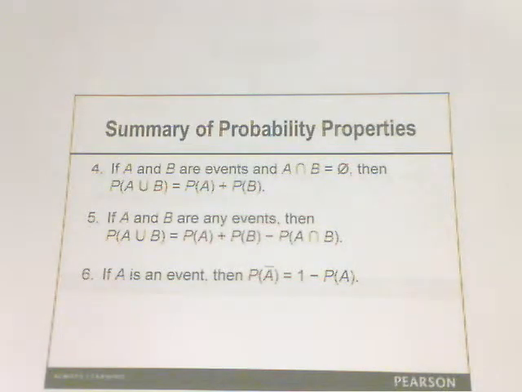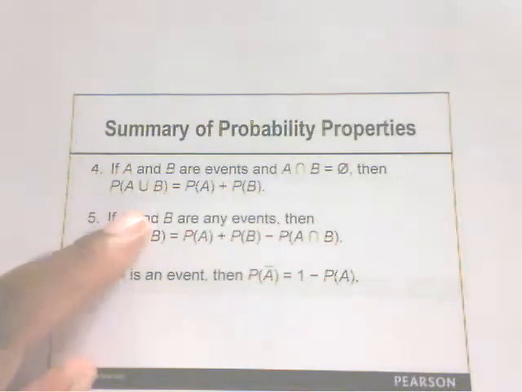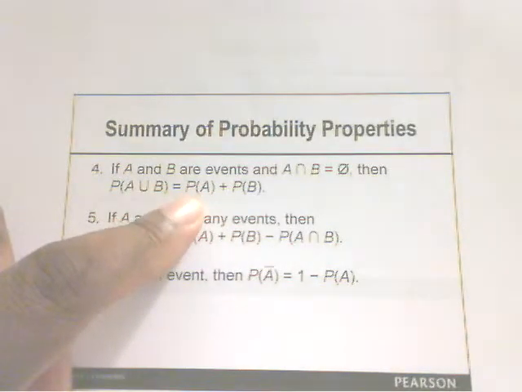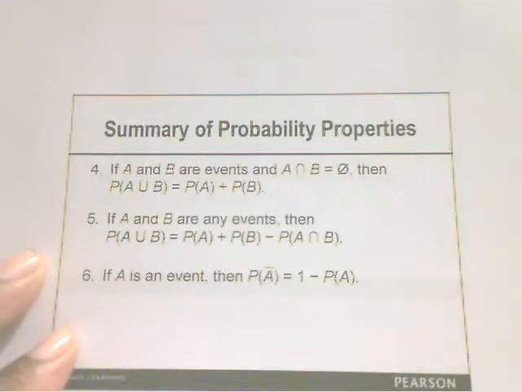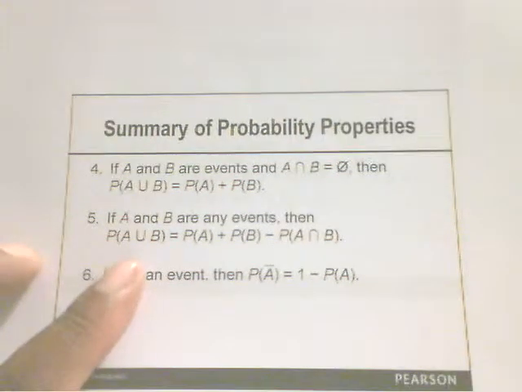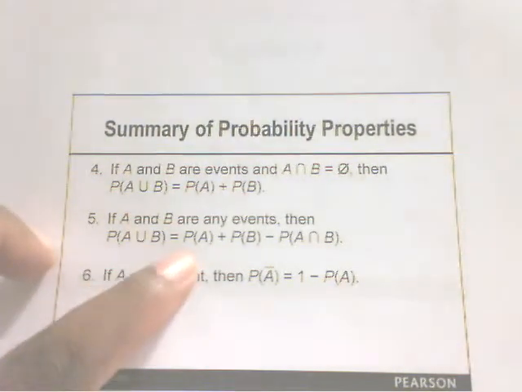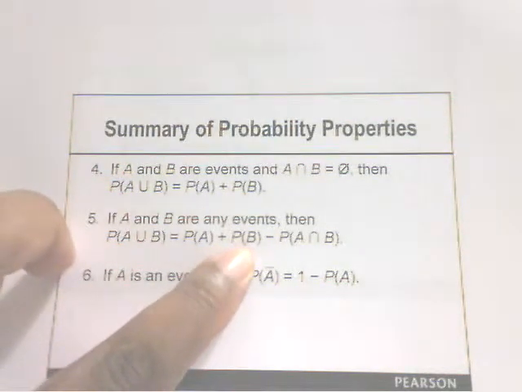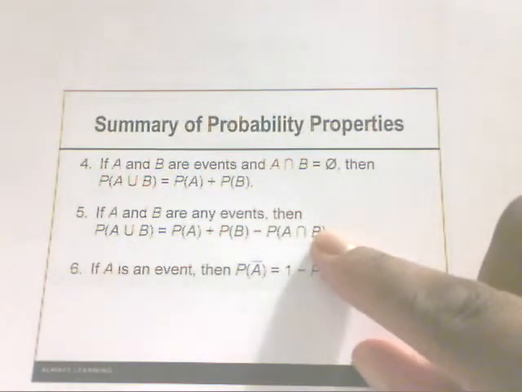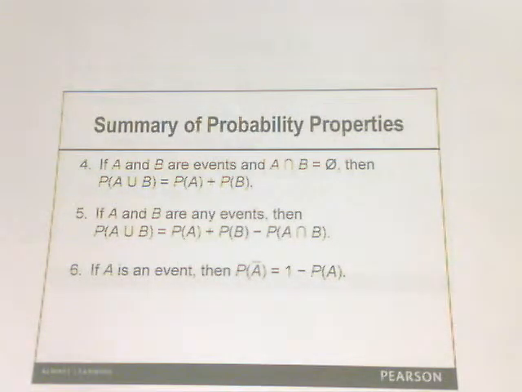Then number 4, if A and B are events and the intersection of A and B is the empty set, that means that A and B have nothing in common, then the probability of A or B, or you can say the probability of the union of A and B, will be the sum of the probability of event A and the probability of event B. Then number 5, if A and B are any events, then the probability of the union of A and B, A or B, would be the probability of A plus the probability of B, and then you have to subtract off the probability of the intersection of A and B. And that's for non-mutually exclusive events. Number 4 is for mutually exclusive events.